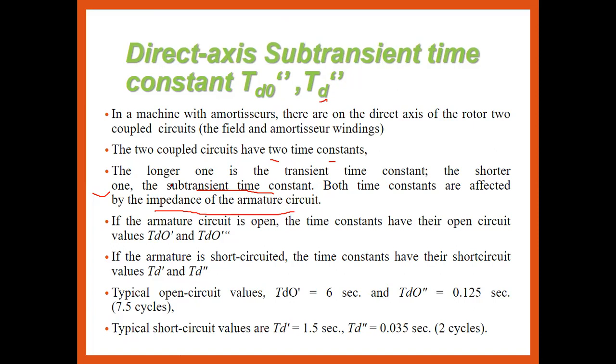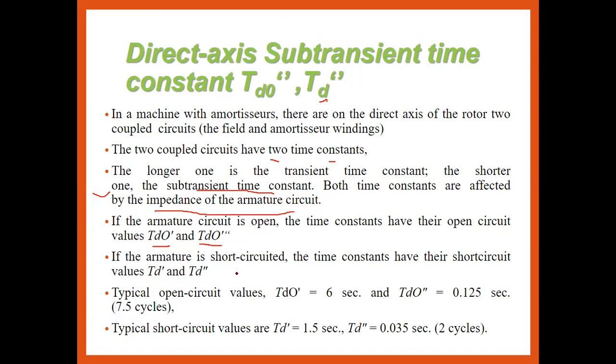If the armature circuit is open, the time constants have their open circuit values, that is TD0 dash and TD0 double dash. Means when the armature circuit is open, what will the time constant be? Their open circuit value, that is TD0 dash and TD0 double dash. That is the transient condition and the sub-transient.